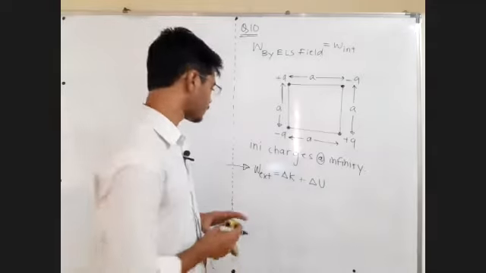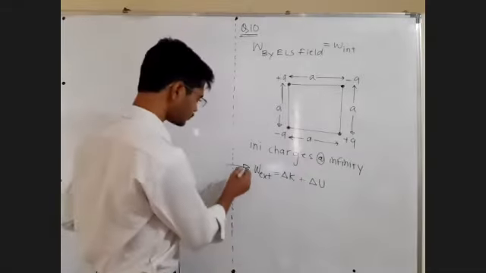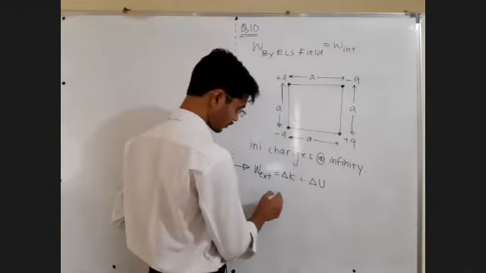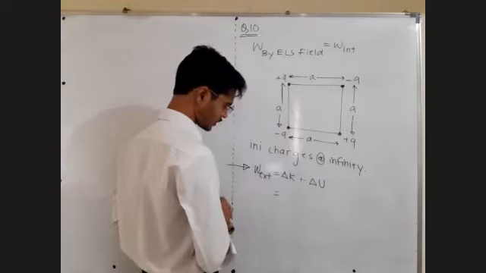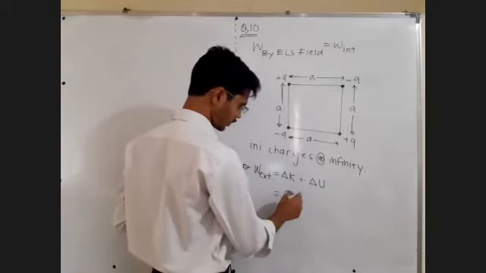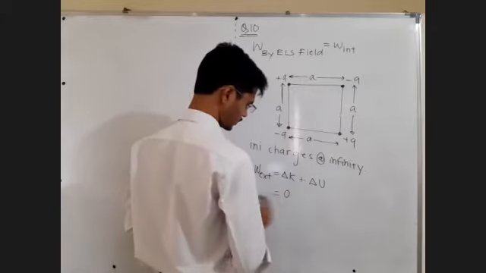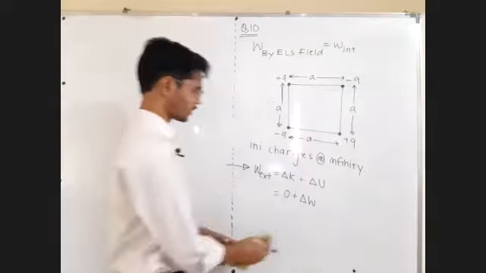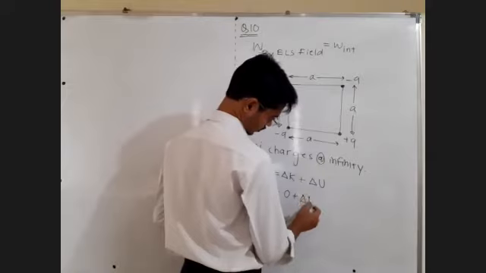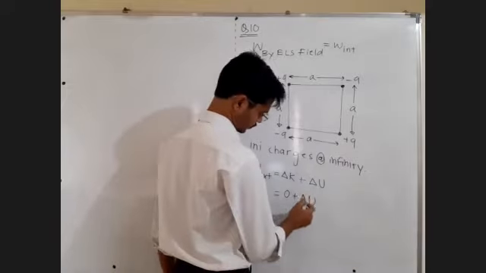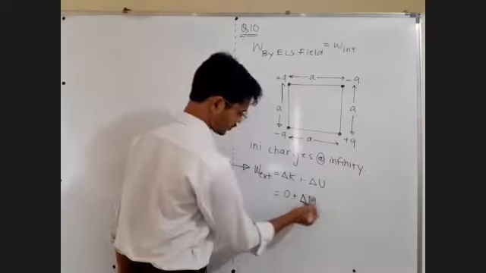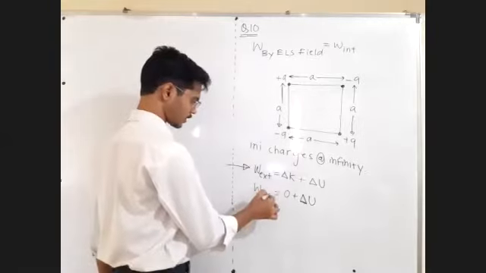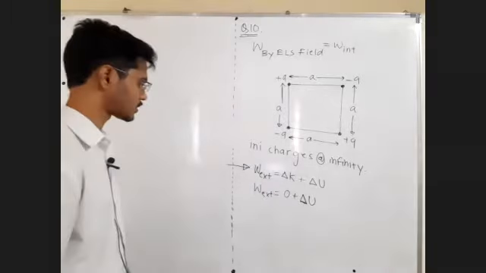What we have to do here is this. Whatever this work done by the external force is, that is entirely going to be change in potential energy. Oh, what I wrote is delta W. It was wrong. It should be delta U. So this is going to be the work done by the external force.